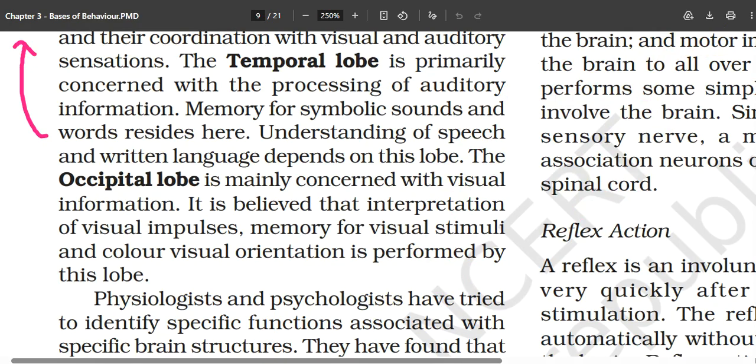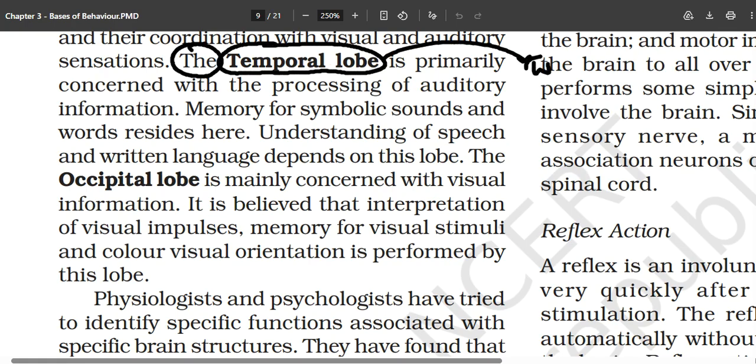Okay. Not everything is given over there. And that is why we have CNF Pro in the picture. Now, brought to you by the temporal lobe. Now you know in the temporal lobe what is there. It is your Wernicke's area. The temporal lobe is primarily concerned with the processing of auditory information, and this line is suggesting that.